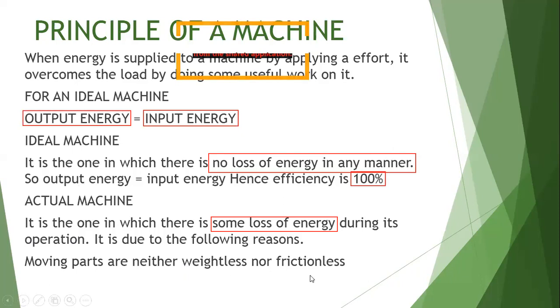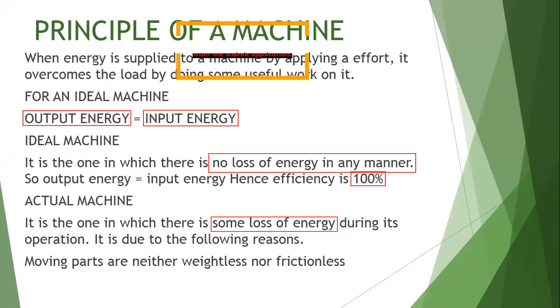And we know very well, if the object has to be weightless, it should have no mass. Is it possible to have a machine which is having no mass? Not possible. Whenever you design a machine, it will have some parts, and those parts will have some mass, and that's why it will not be weightless. So that's the reason why we cannot have an ideal machine.